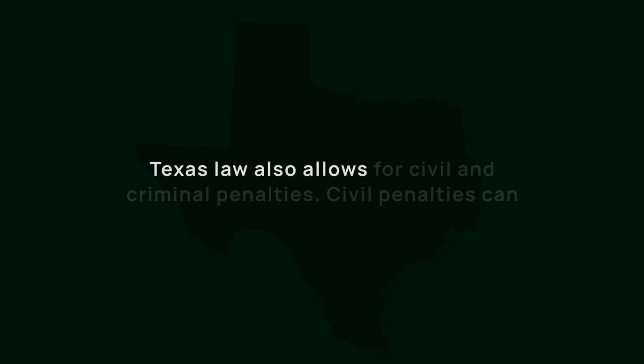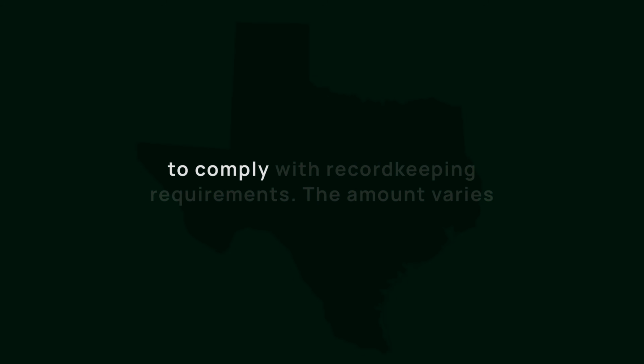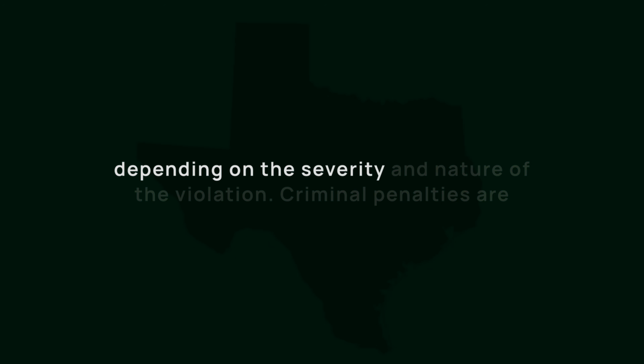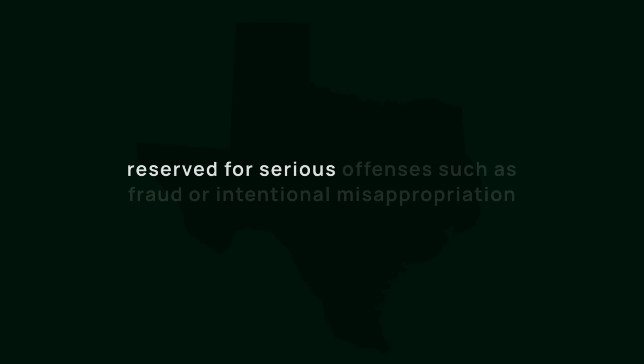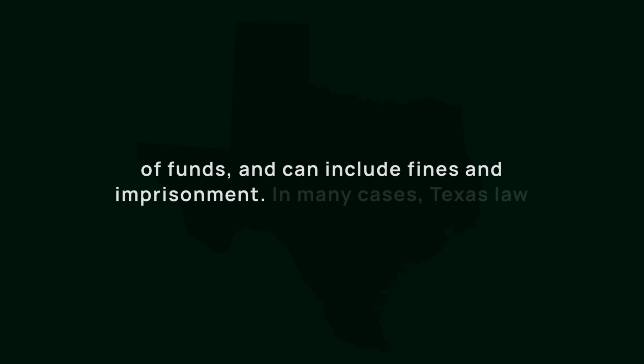Texas law also allows for civil and criminal penalties. Civil penalties can be imposed for violations like misrepresentation, rebating, or failure to comply with record-keeping requirements. The amount varies depending on the severity and nature of the violation. Criminal penalties are reserved for serious offenses, such as fraud or intentional misappropriation of funds, and can include fines and imprisonment.